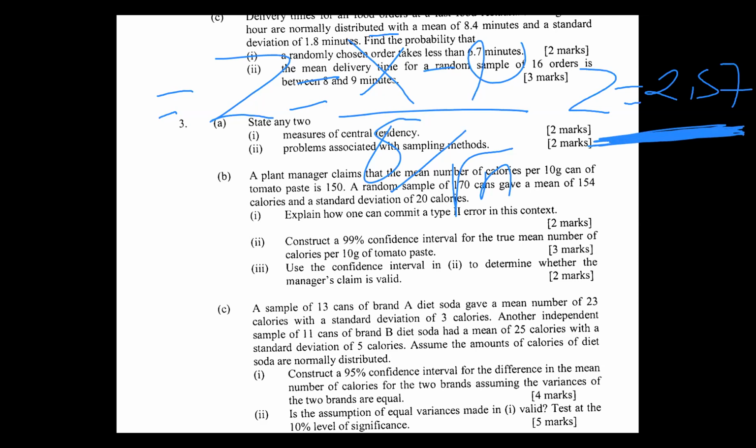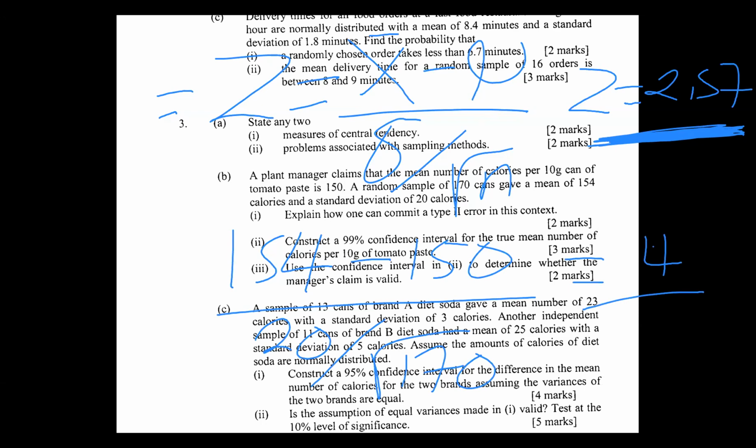What is the X bar? Our X bar is 154, which is the mean from the sample, minus mu. Our mu is 150, isn't it? Divided by the standard deviation 20 over the square root of 170. 154 minus 150 is 4, right? Divided by, so what is 20 divided by the square root of 170? We want to get the calculated Z value.